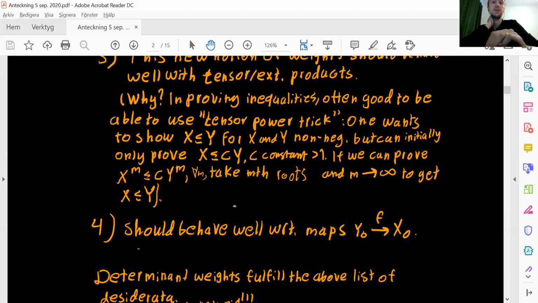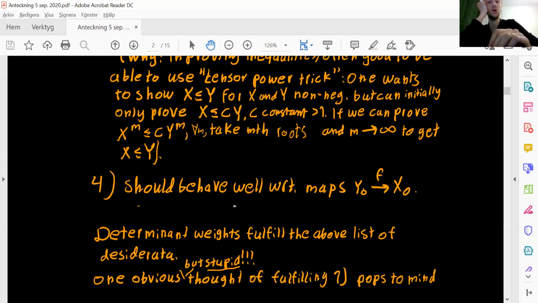So determinant weights will fulfill the above list of desiderata. So let me just try to motivate how to think of this. I will now give a very stupid definition of a determinant weight, which is not the correct thing, but it's close to the correct thing. And then we will see what the correct thing is.